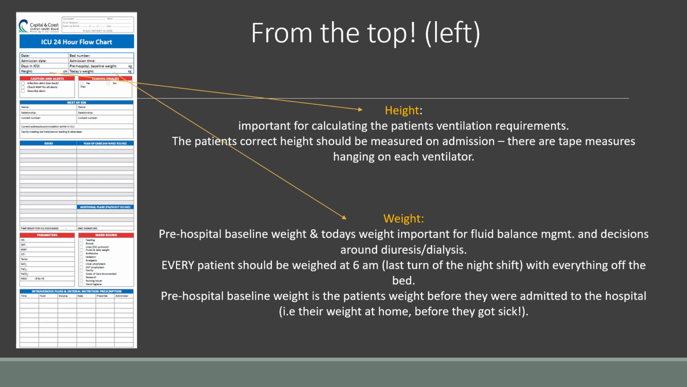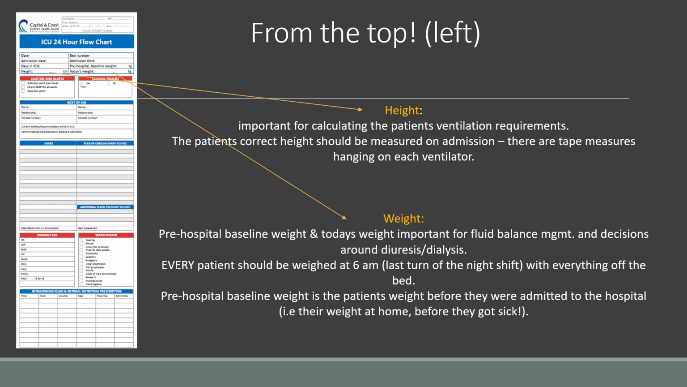The patient's correct height should be measured on admission, and there are tape measures hanging on each of the ventilators. You might need to go hunting for some of them. Obviously they get borrowed around, but that's why there's a tape measure hanging off your ventilator.